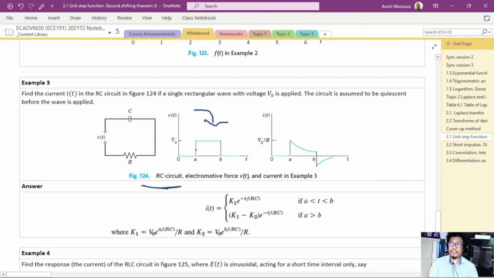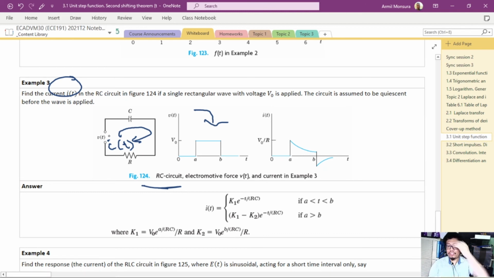So how do we now try to come up with a solution here, since we are looking for the current? If it is current that we are trying to find and we have an RC circuit, then the easiest way, or the law that would actually give you current in this series RC circuit, is the KVL. So by taking KVL here, you would be able to have an equation.